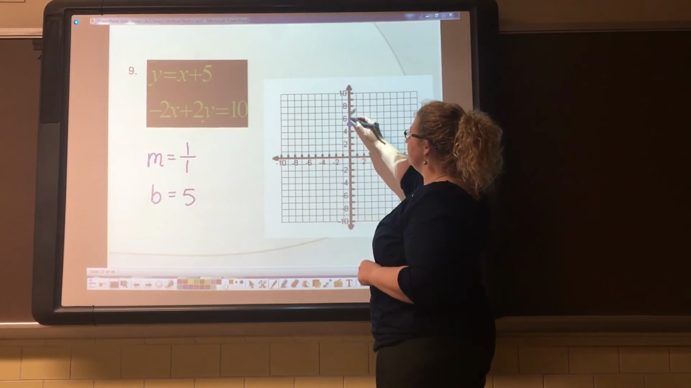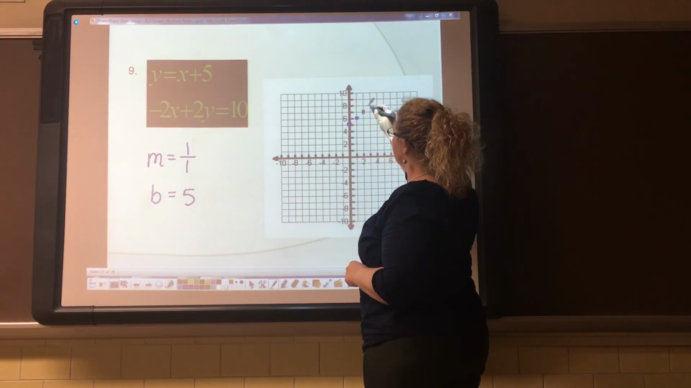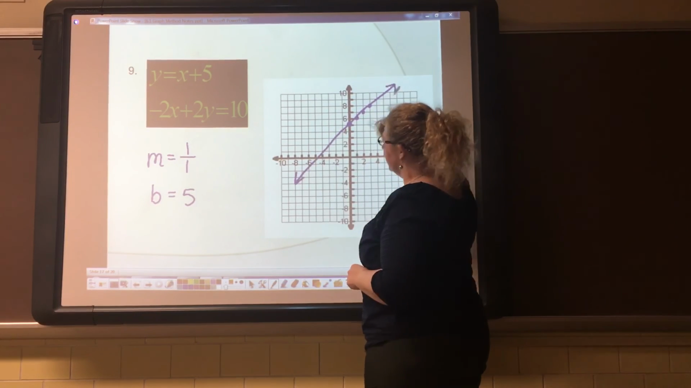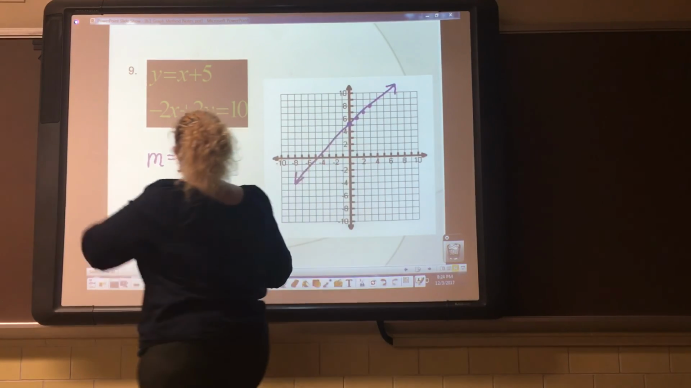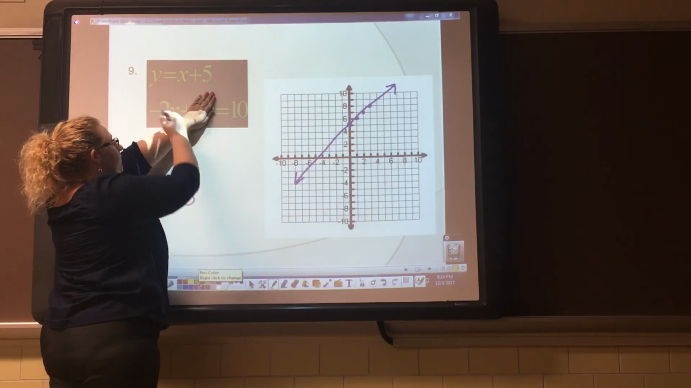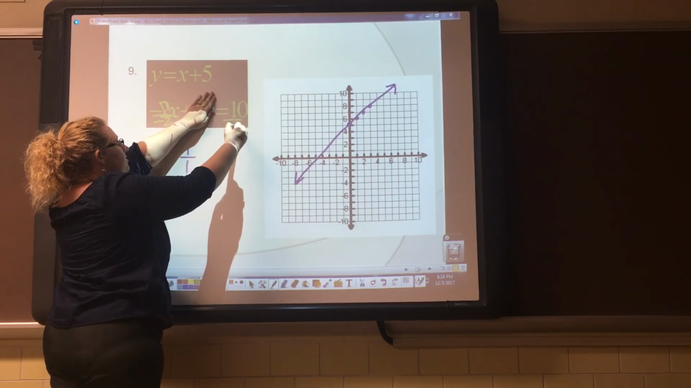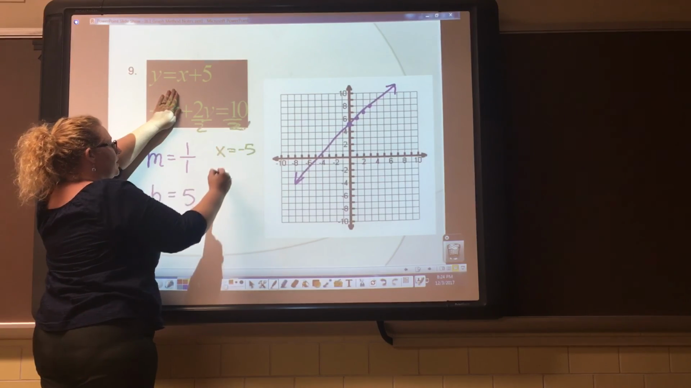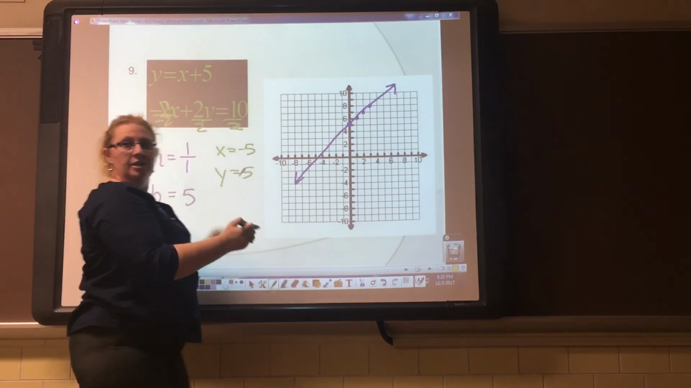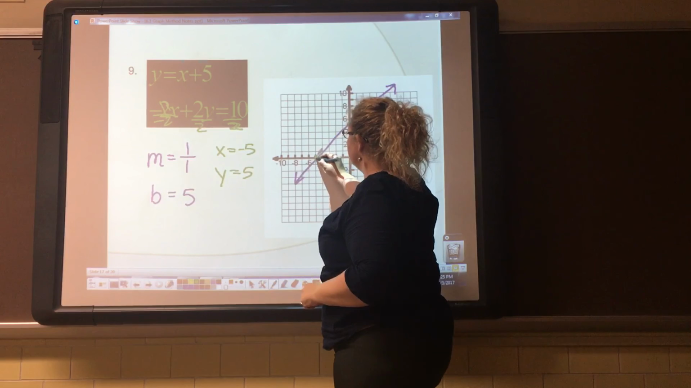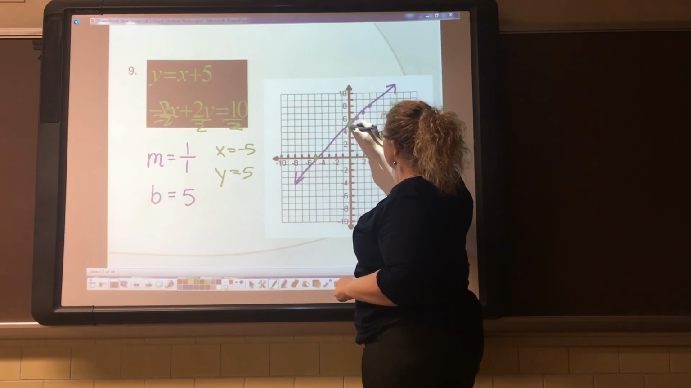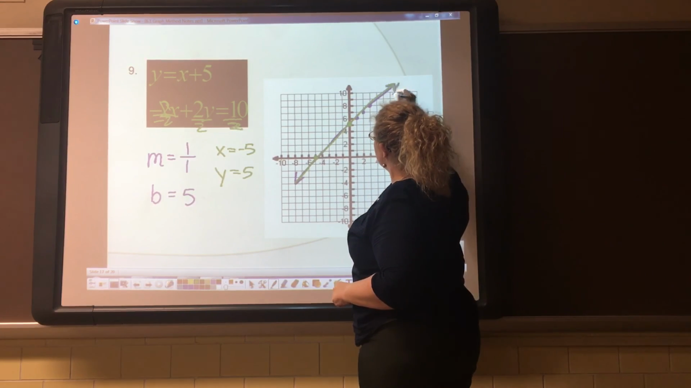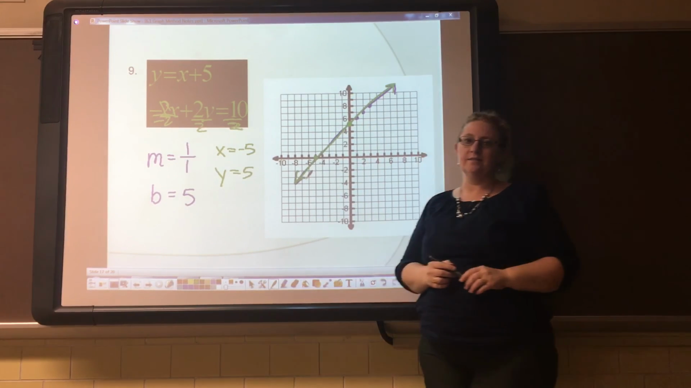Here's the y-intercept at 5, up 1 over 1, up 1 over 1, up 1 over 1, and go ahead and create that line there. And then for our last one, it's a standard form, so I'm going to go ahead and cover this up. When I divide by -2 on both sides, that's going to give me x equals -5. And when I divide by +2 on both sides, it's going to give me y equals +5. So x equals -5, and y equals +5. And as you guys will see, when I create that line, it's the same line.